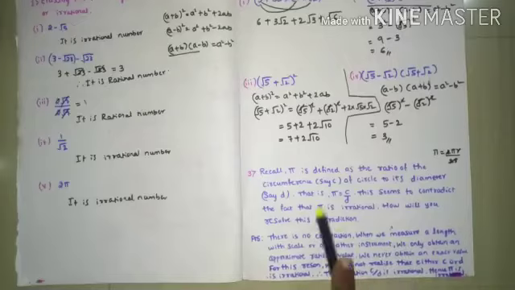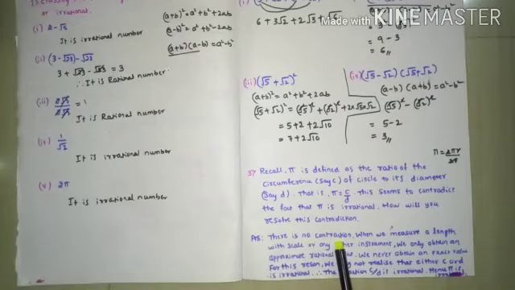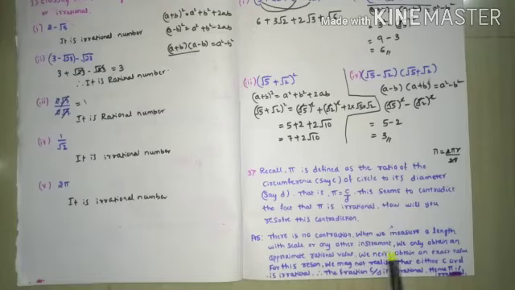Just write this answer for this question. There is no contradiction when we measure the length with a scale or any other instrument. We only obtain an approximate rational value. We never obtain an exact value. For this reason, we may not realize that either c or d is irrational. Therefore, the fraction c by d is irrational. Hence, pi is an irrational number. So this value we get is not an exact value of pi. So only pi is an irrational number.